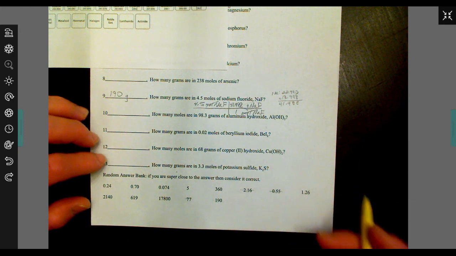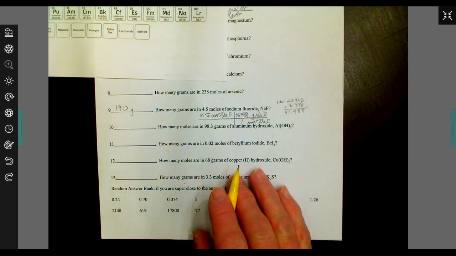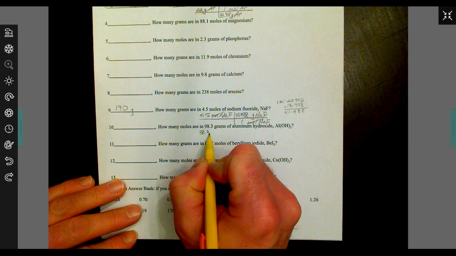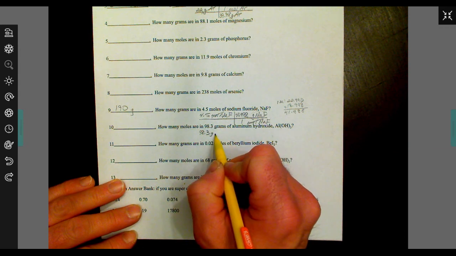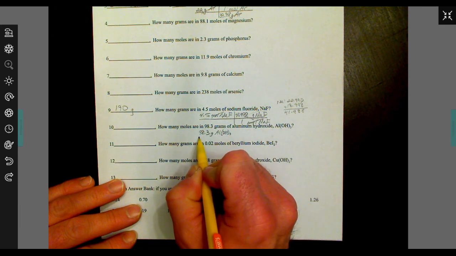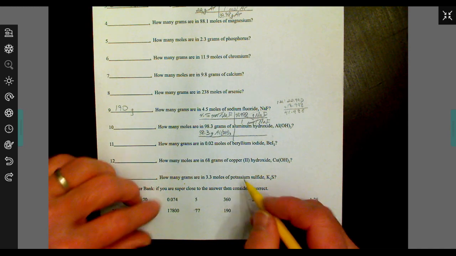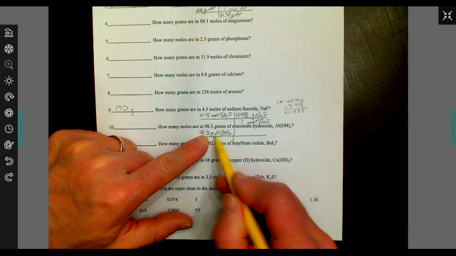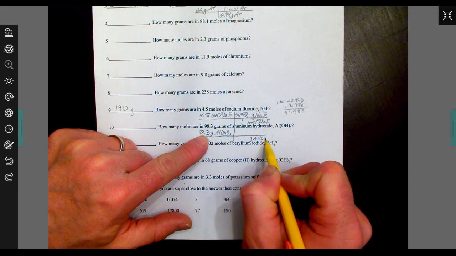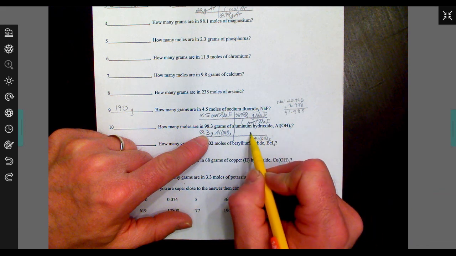I'll work one more, and then you can do the rest. Let's just look at number 10. It says I have 98.3 grams of AlOH3, aluminum hydroxide. So I'll take my grams, aluminum hydroxide, copy it, paste it. Gram AlOH3. And I'll go to mole on top.